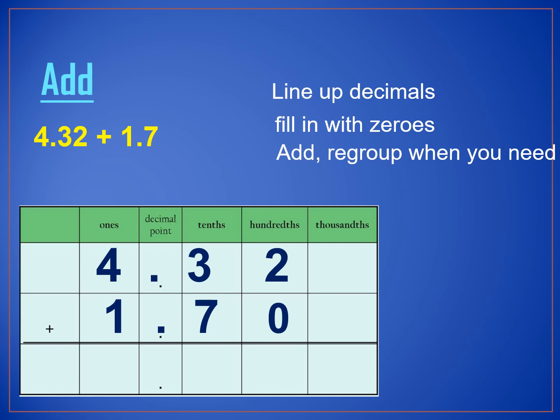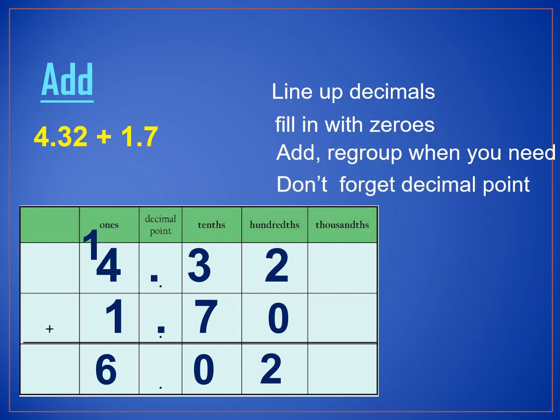So 2 plus 0 is going to be 2. 3 plus 7 is going to be 10, so put 0 and carry up 1. And 1 plus 4 is going to be 5. Then plus 1 will be 6. And at the end, don't forget to put the decimal point at the same place down. So the answer will be 6.02, or I can read it as 6 and 2 hundredths. Okay, let's take more examples for subtracting now.